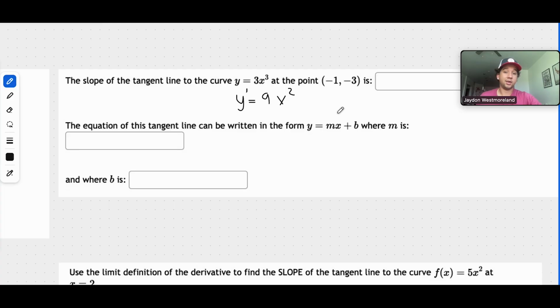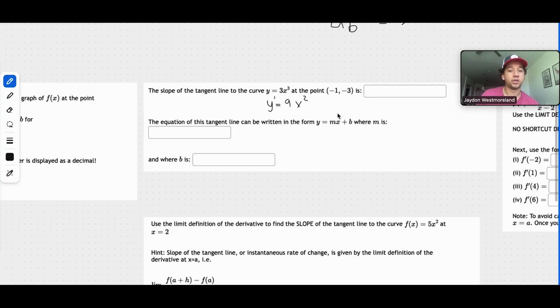Now what does this do? This is essentially a key to the slope at any single point on this graph. That's essentially what it is. That's what a derivative is. It's not the actual slope. It's a key to find the slope at any single point.